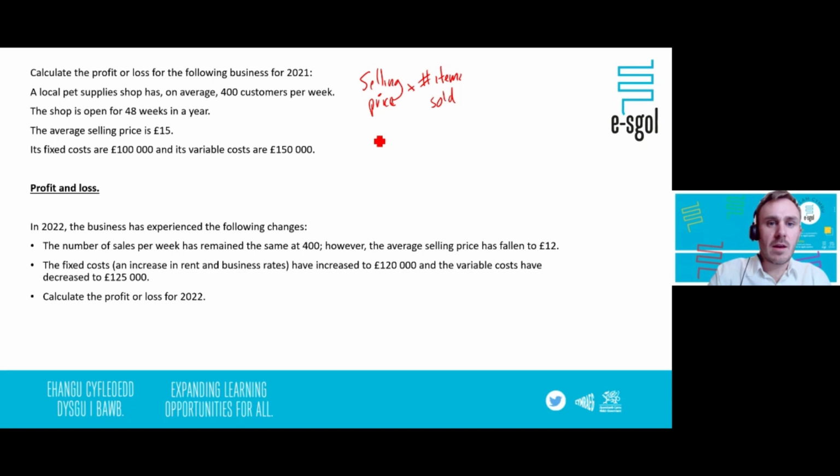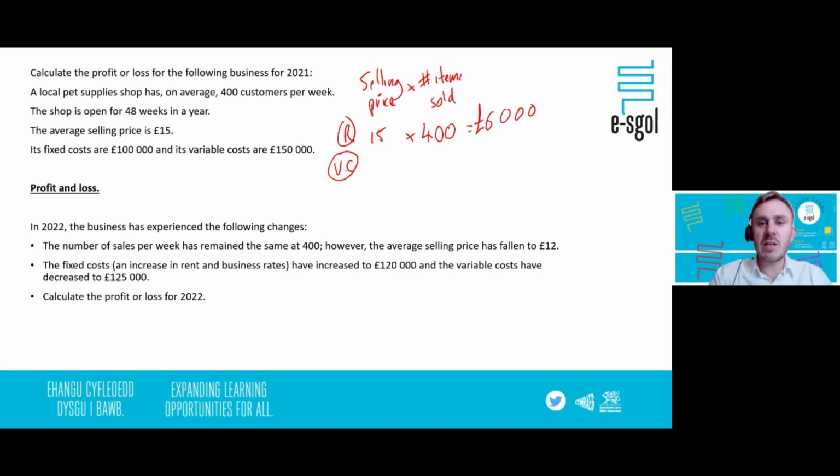We then put our information in. So 15 times 400. So now we are calculating our revenue. Then I'm just going to put an R there for revenue. I'm going to calculate our variable costs.